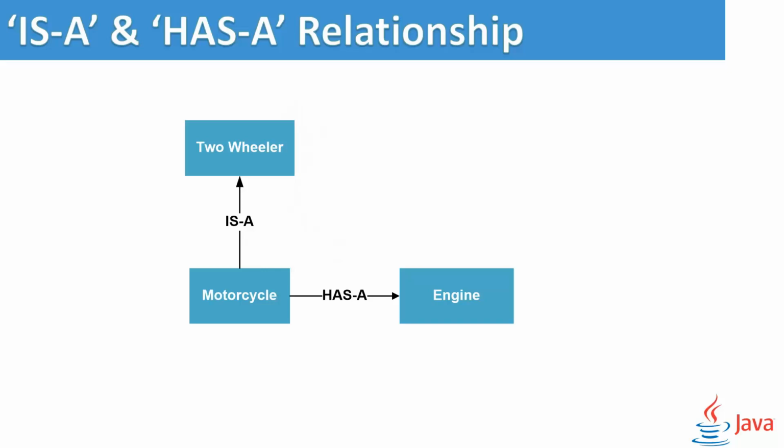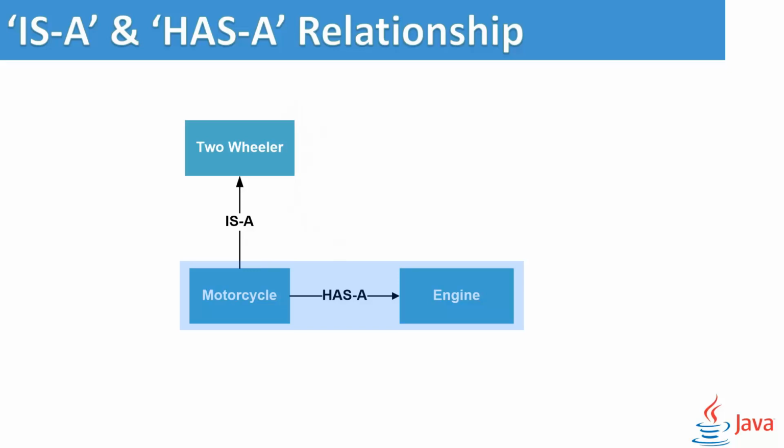However, on the other hand, has-a relation is an example like employee has an address, motorcycle has an engine, or room has four walls. So eventually we can say that the relation between two classes is a has-a relation. That means one class contains another class.